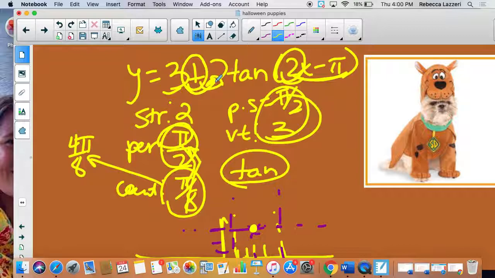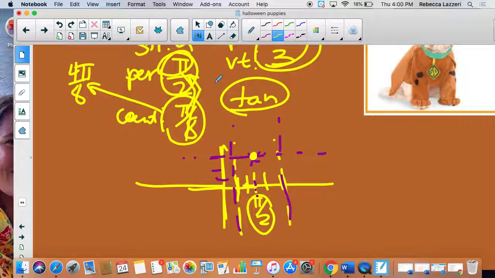And my first mark will be up 2. And so immediately to the right of it, I'm going to go up 2. And to the left of it, I'm going to go down 2. And draw my graph. And then I'm going to keep counting backwards by pi over 8s.